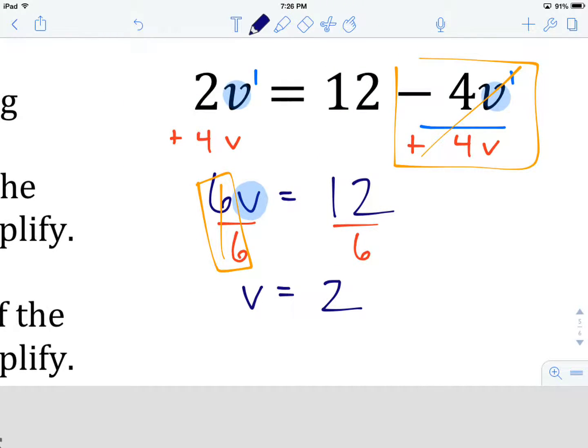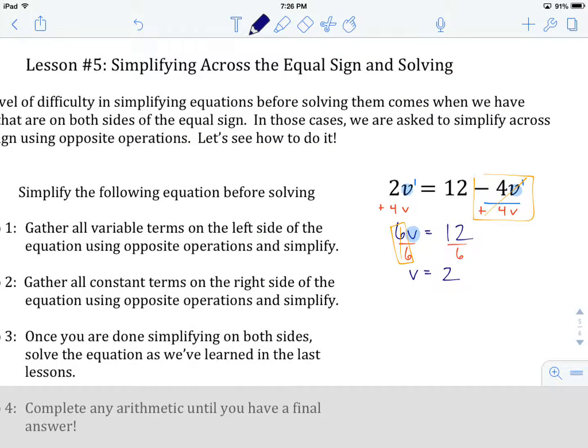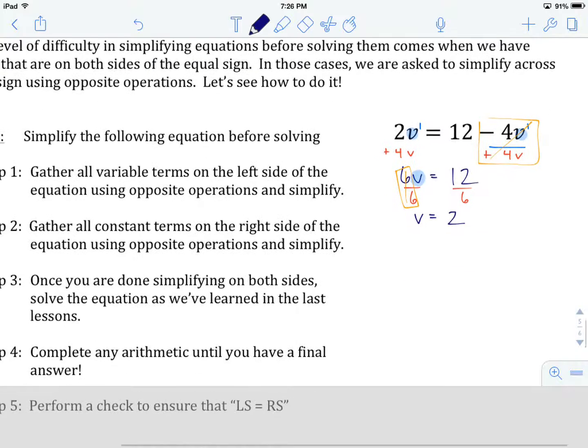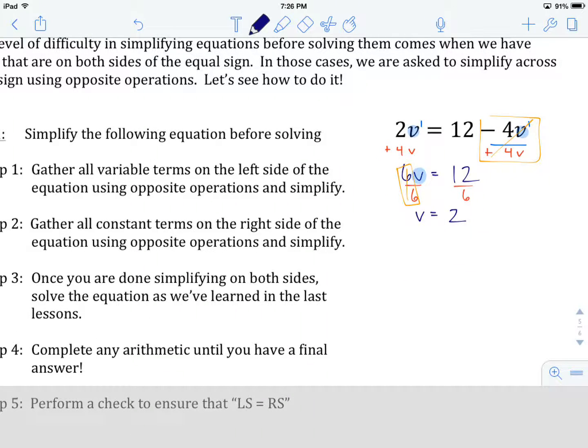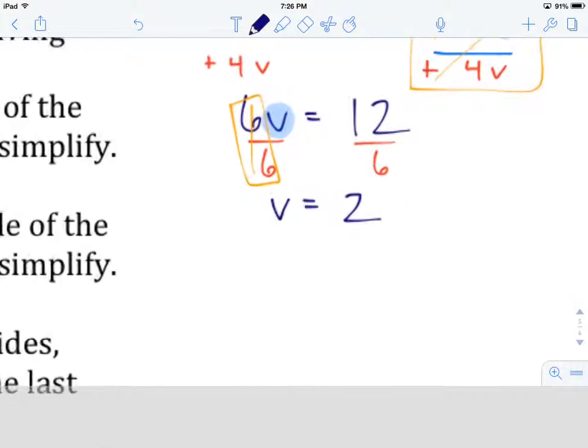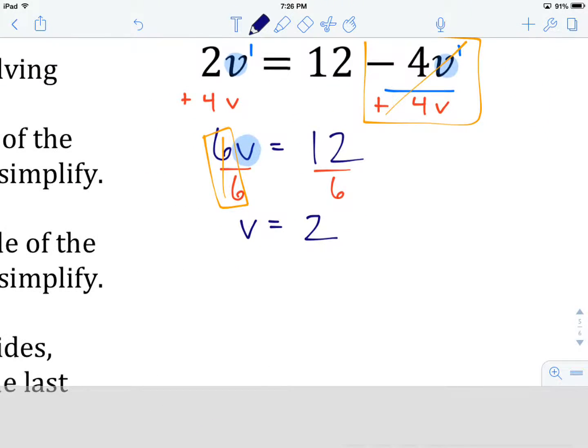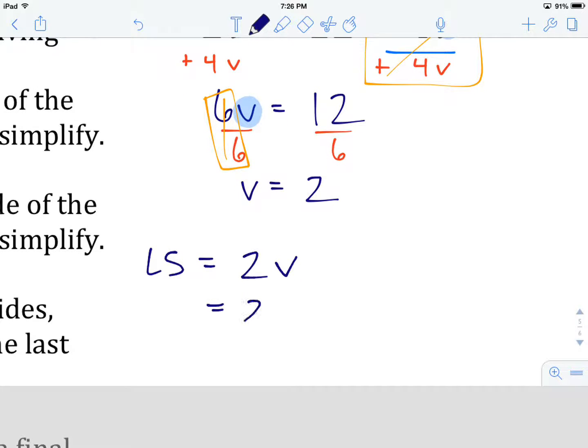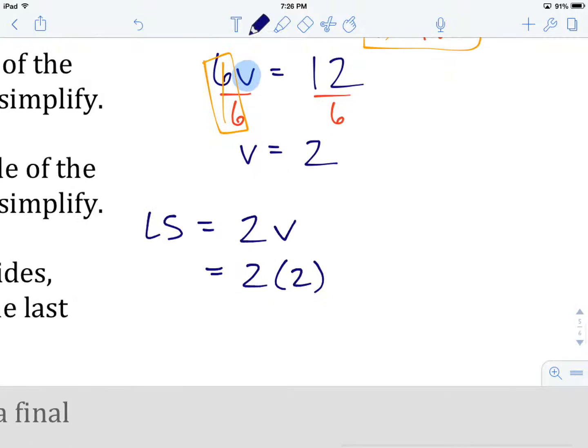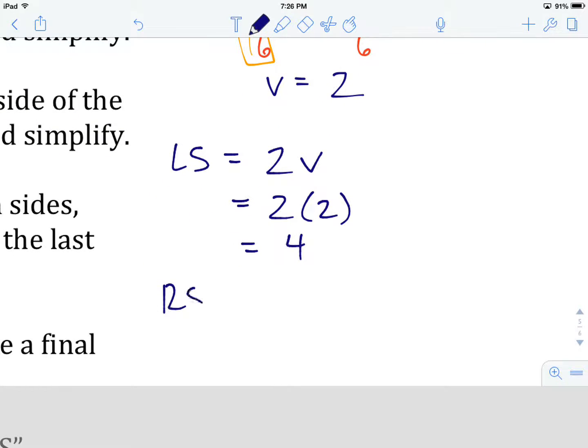So now we are going to do a check. Now we're not going to do lots of checking, especially as our questions start to get longer, but we can afford the space and time here to do a check just to prove that it worked out. So we have the left side of our equation is equal to 2 v's, and we think that v is equal to 2, so we're going to substitute that in, and that's going to be equal to 4. So let's try the right side now. This is the one that's a little more involved.